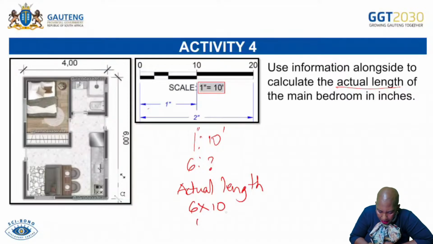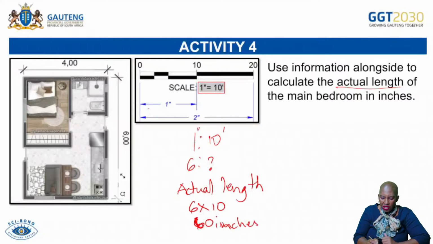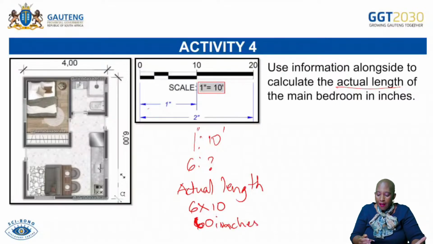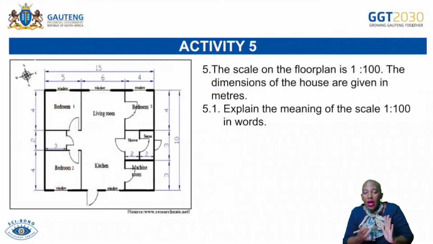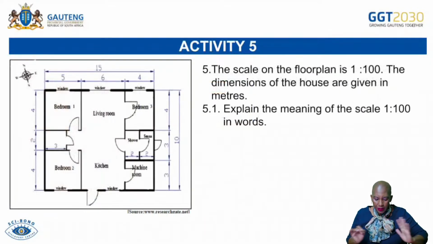6 feet multiplied by 10, it will be 60 inches. 6 multiplied by 10, it will be 60 inches. Boys and girls, can you see here with the scales? What I love is that we are just applying what? We are just applying the ratios.